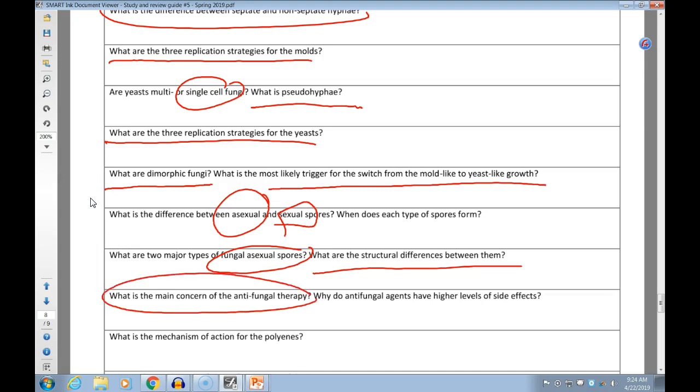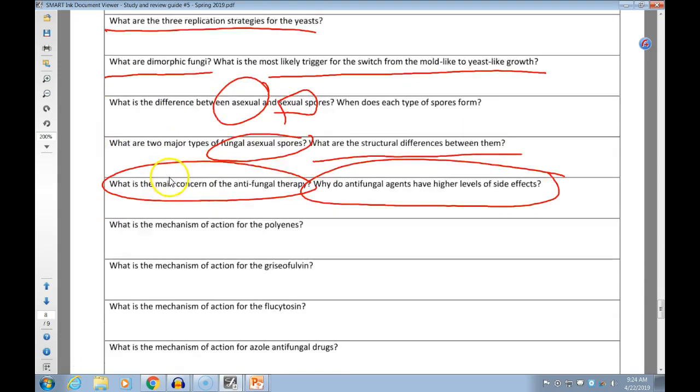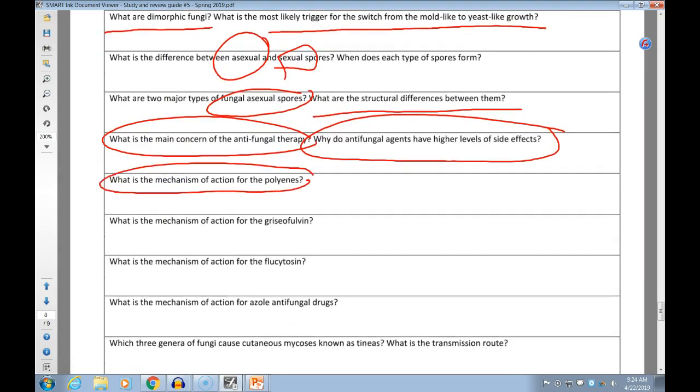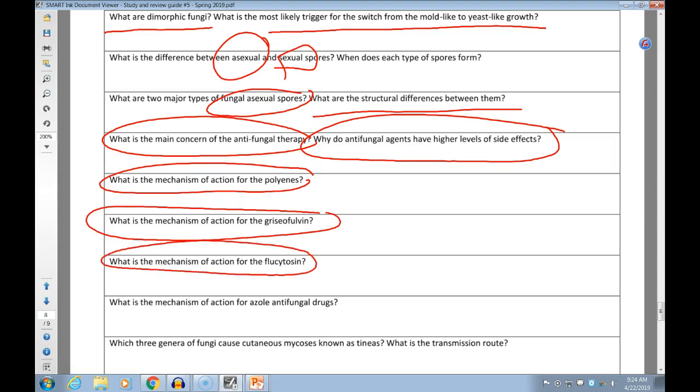The main concern of antifungal therapy is toxicity, due to the fact that both fungi and humans are eukaryotes. Antifungal agents have higher levels of side effects because of that, higher compared to antibacterials, because we are both eukaryotes. Polyenes: membrane disruption. Griseofulvin: inhibition of microtubule synthesis and mitosis. Flucytosine: inhibition of DNA and RNA synthesis. Azole drugs: inhibition of ergosterol synthesis.